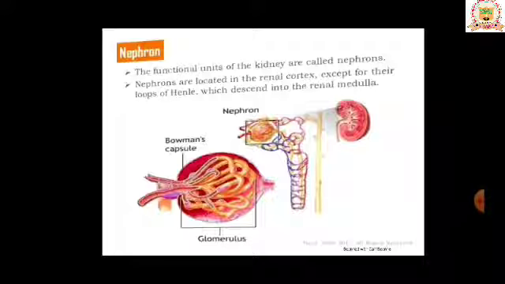So my dear students, the urinary system: the pair of kidney, then a pair of ureters are there, and urinary bladder and urethra from where the urine is going to come out. So the main purpose of the kidney is to remove waste like urea, uric acid from the blood. Filtration is going to occur in the kidney. So the basic filtration unit is nephron.